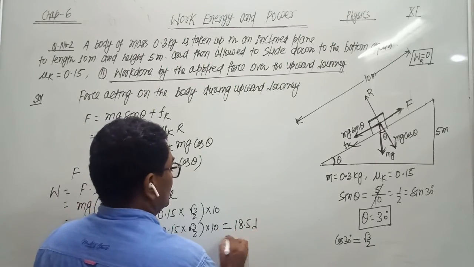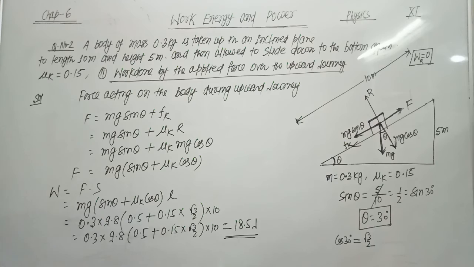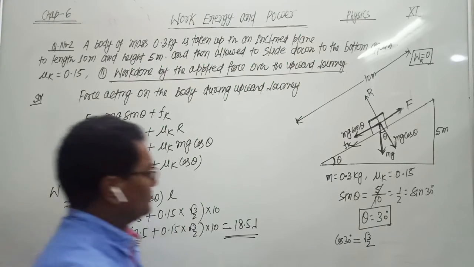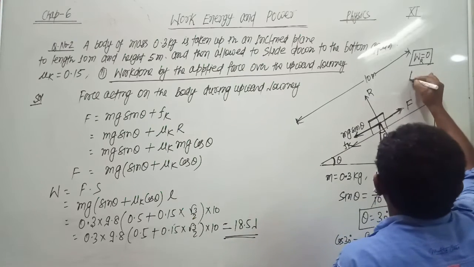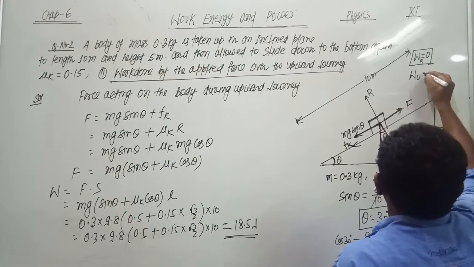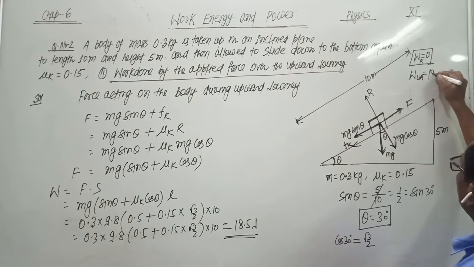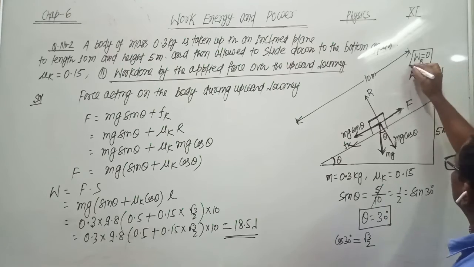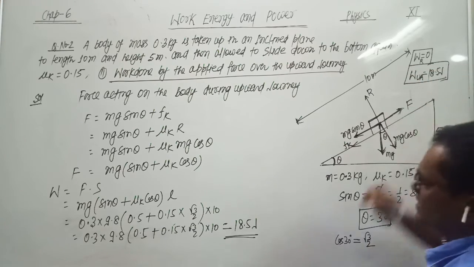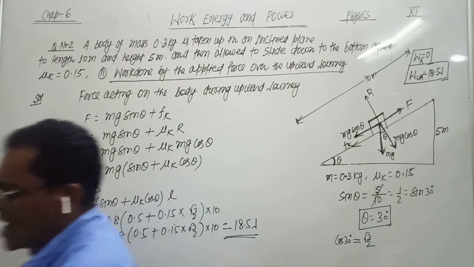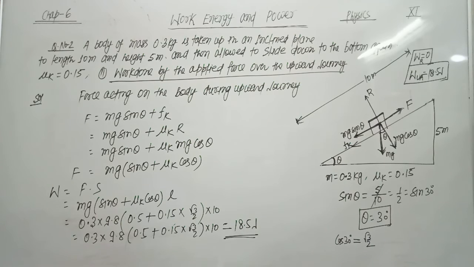So this is the work done during the upward journey by the applied force, 18.5 joule. So this is the second part of the question, work done during the upward journey by the applied force.